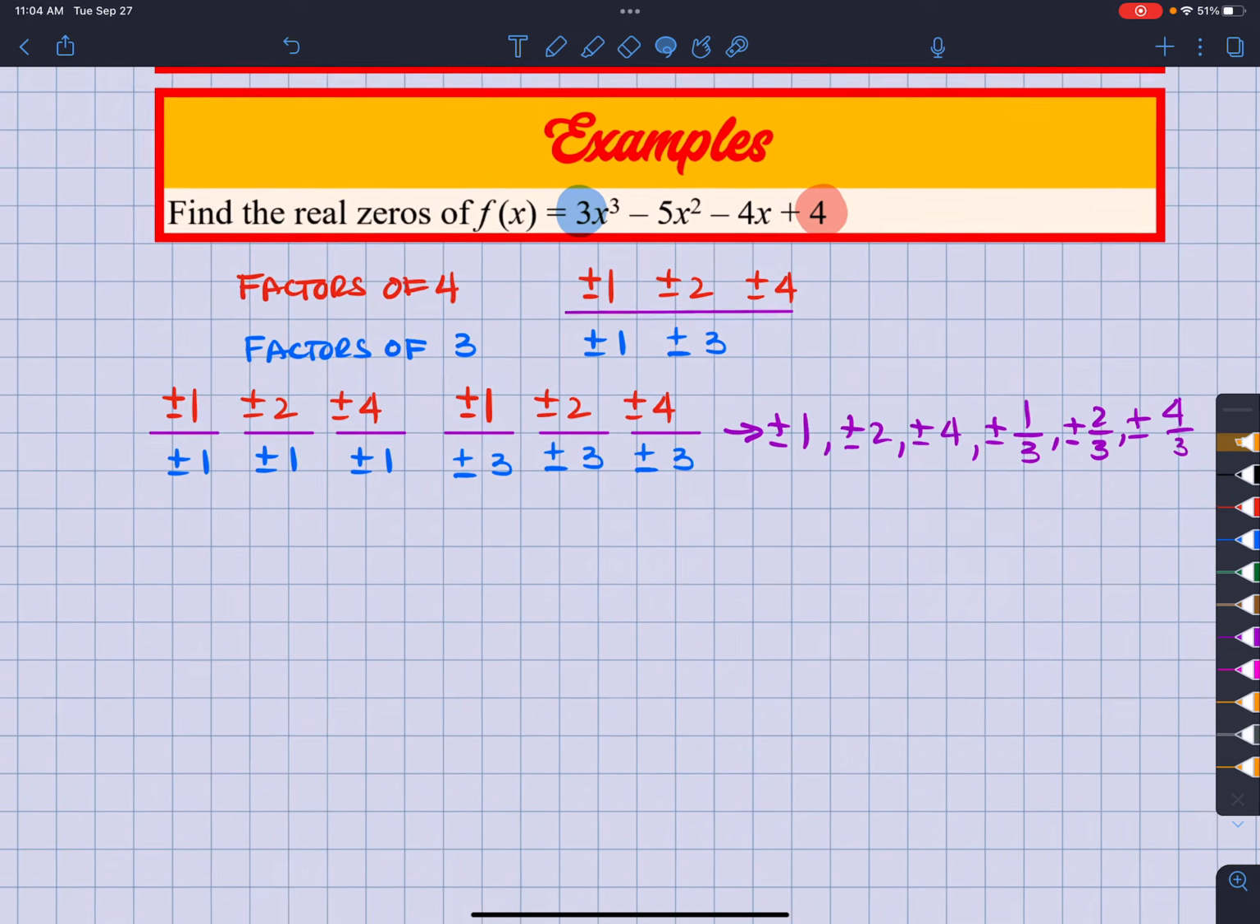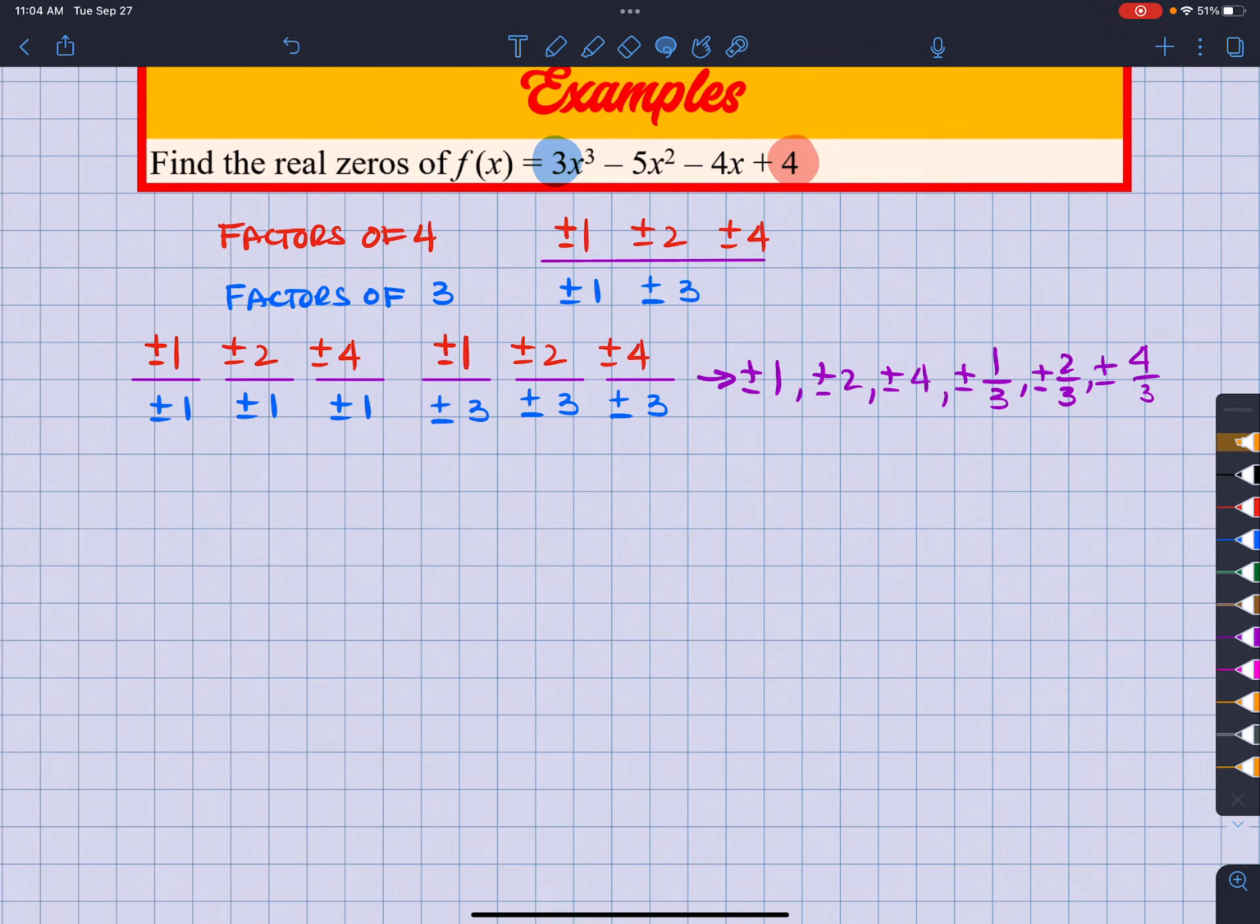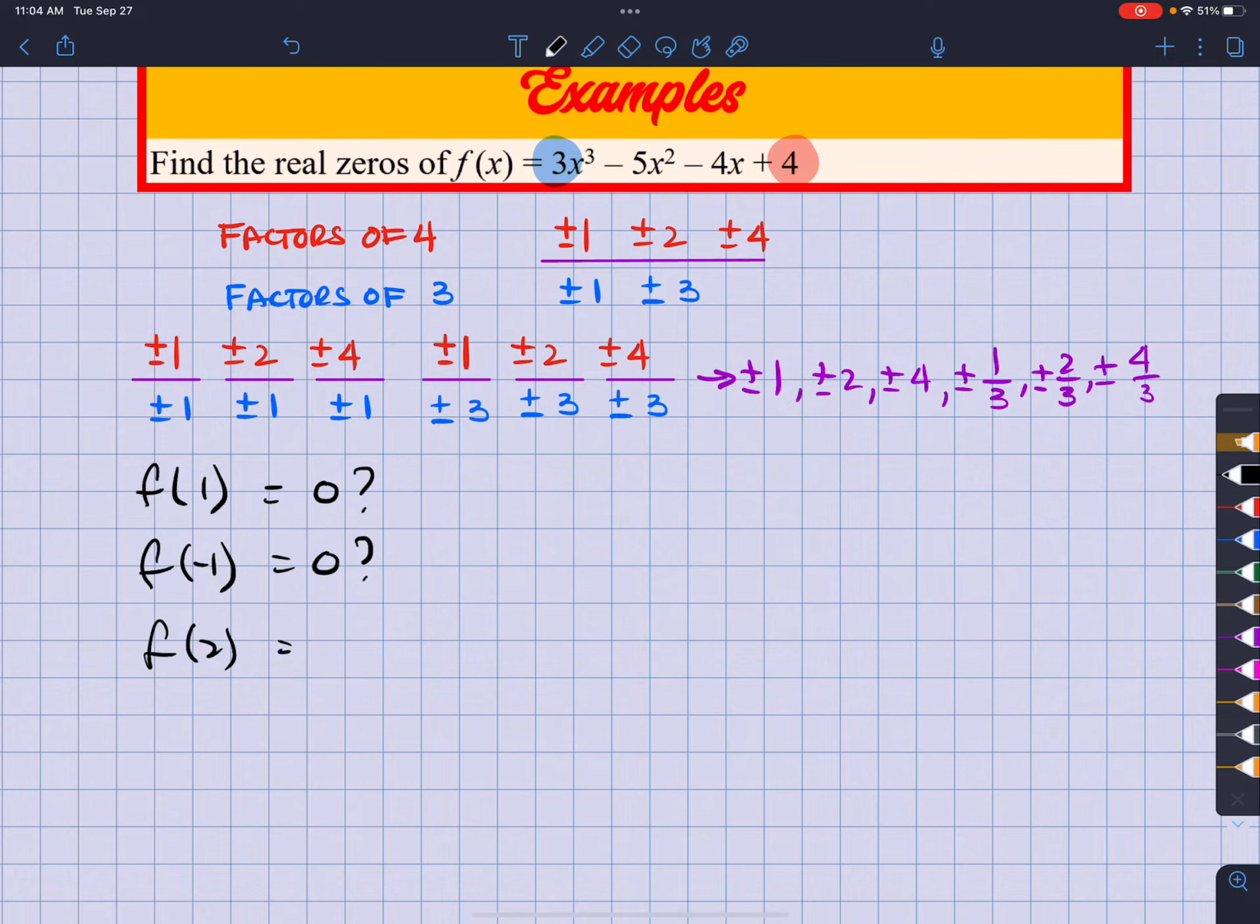Okay. So then what you should do is say, okay, I'm going to find f of 1 and see if that's going to equal 0. Then find f of -1 and see if that equals 0. Find f of 2 and see if that's equal to 0. So once I find one, then I'm good to go. If f of -1 is equal to 0, then I know that one of the factors is x plus 1. If f of 1 is equal to 0, then I know one of the factors is x minus 1. Okay? So that's what I'm supposed to do.